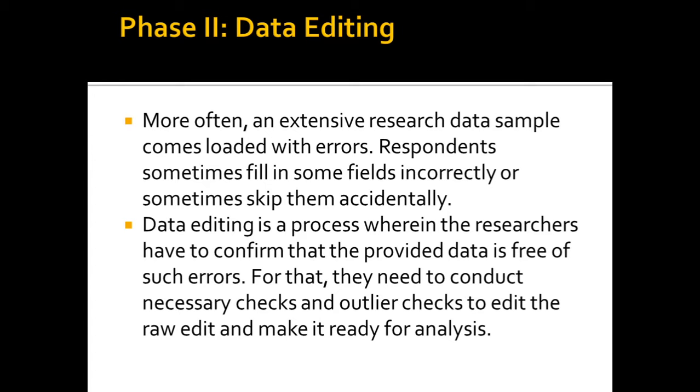Now phase 2, a very important stage. What if there are some errors? What if some are empty ones? Some answers were empty. Some people fill incorrect answers. Instead of answering in one place, they'll answer in some other place. Some people have skipped some of those questions. How do we edit them?